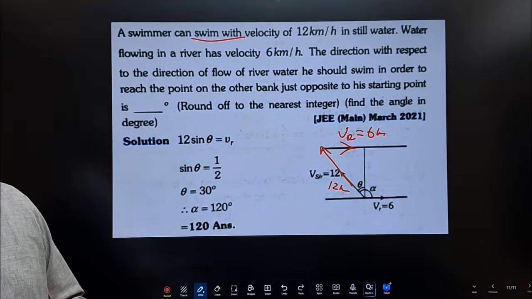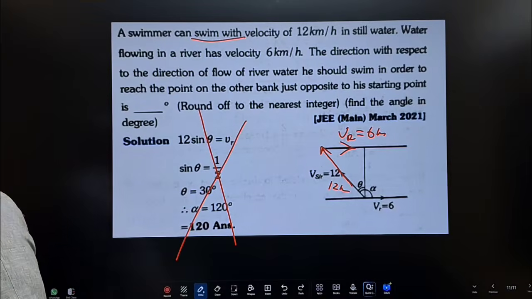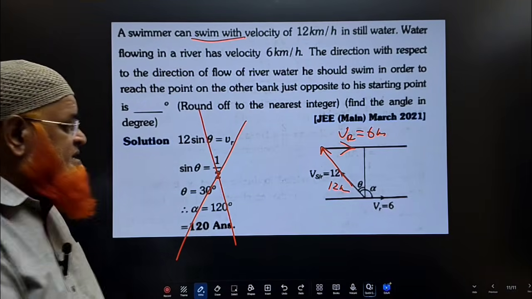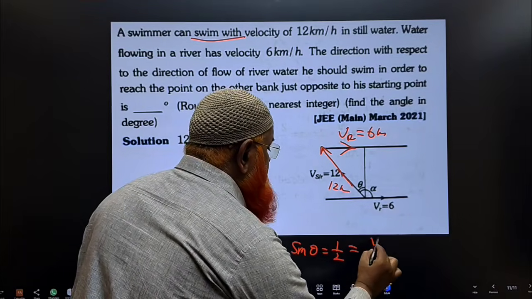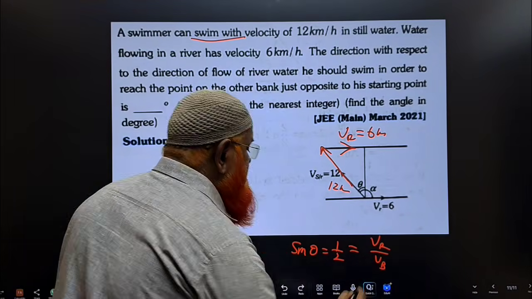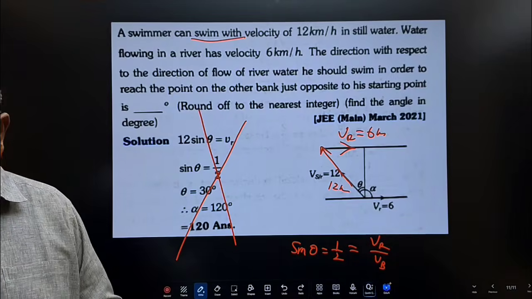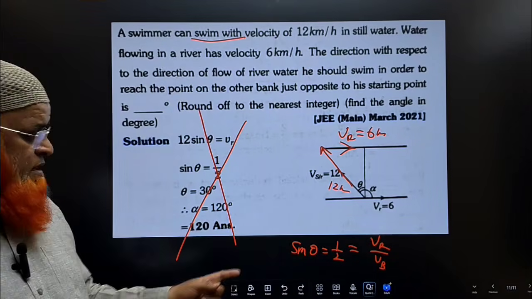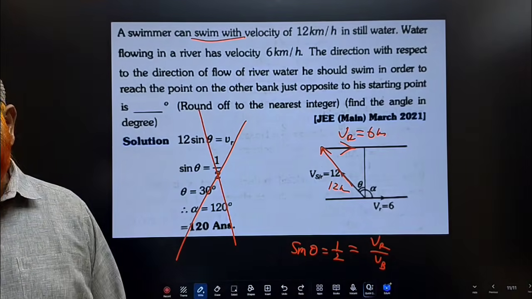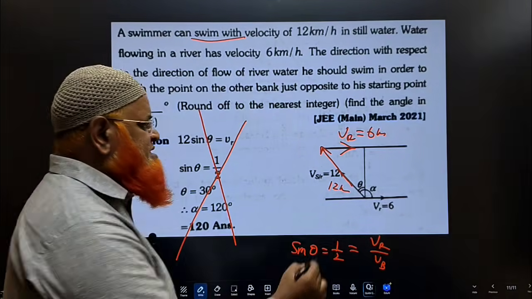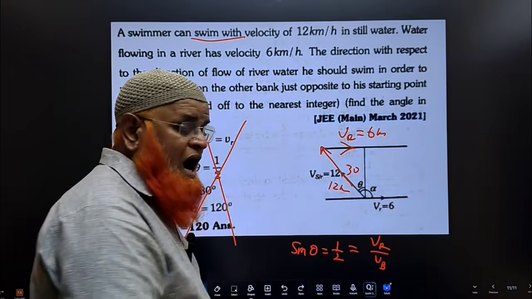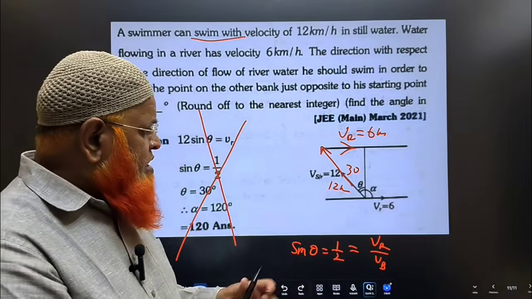I don't do all this nuisance and nonsense; you shall apply common sense. You all know that sin theta is equal to 1 by 2, which is velocity of the river by velocity of the boat. There is one shortcut here. If the boat velocity is double the river velocity, without solving you should write it is 30. Am I right or not?